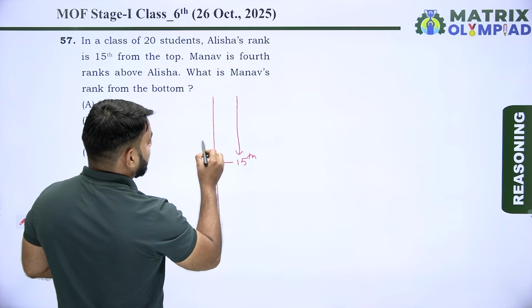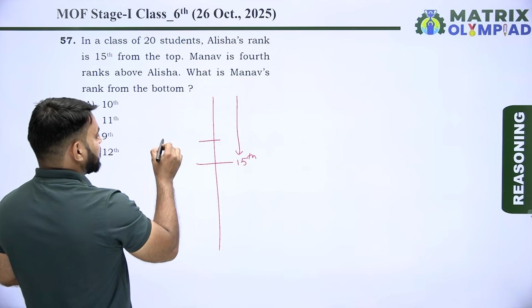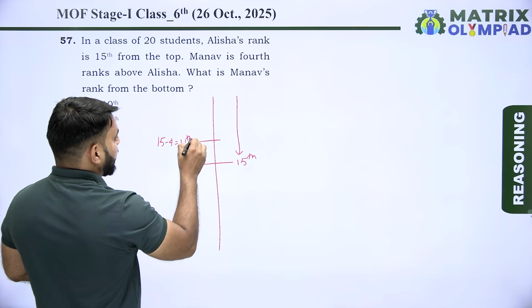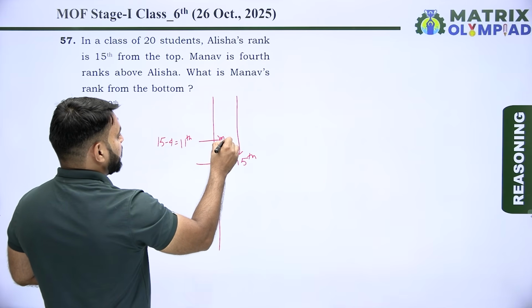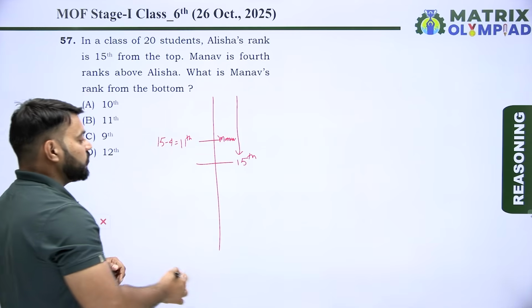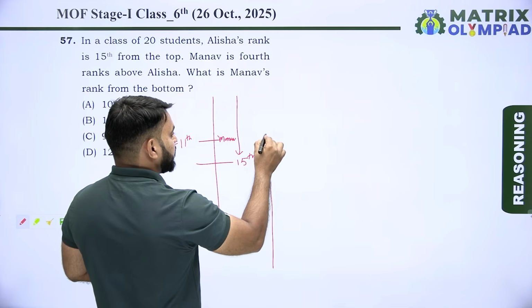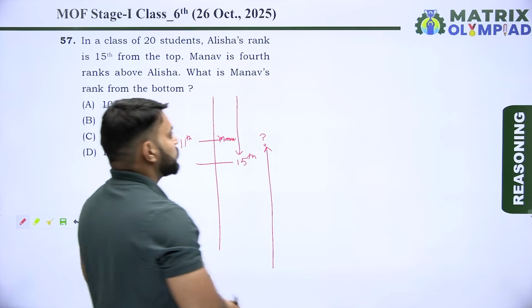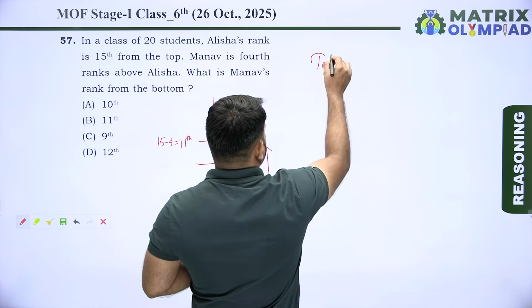So the rank of Manav from the top is 15 minus 4, it means 11th. So the rank of Manav from the top is 11th. Now find the rank of Manav from the bottom end. So in this question there are total students.